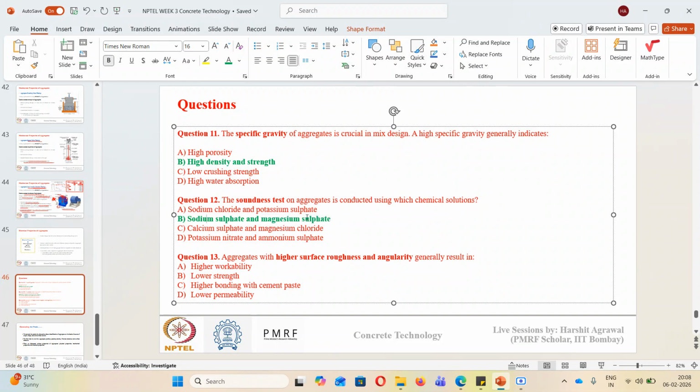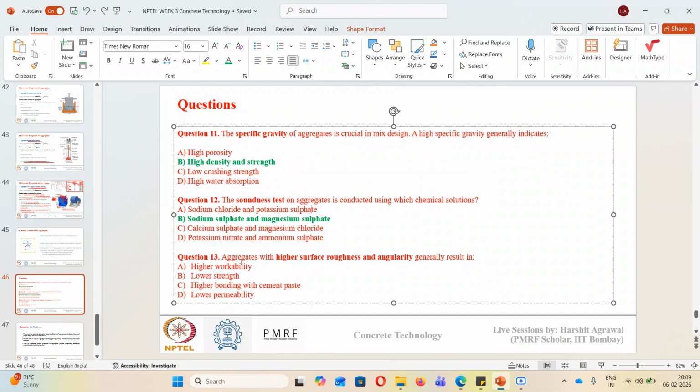What these sulfates do is interact with the impurities inside aggregate pores, and they form products which are expansive in nature. If we see formation of such crystal products on the aggregates, we say that aggregate is unsound in nature. This test is rarely used because mostly the aggregates that we get from natural sources are not reactive, they are almost inert in nature. So rarely you will see the soundness test being conducted for aggregate anywhere.